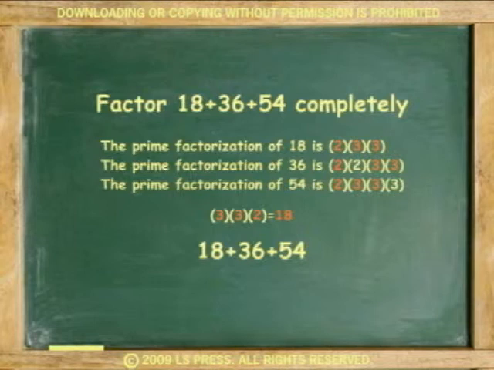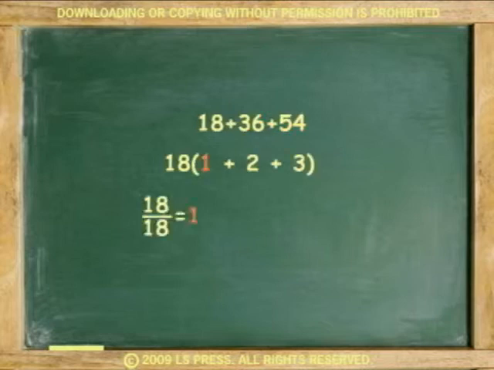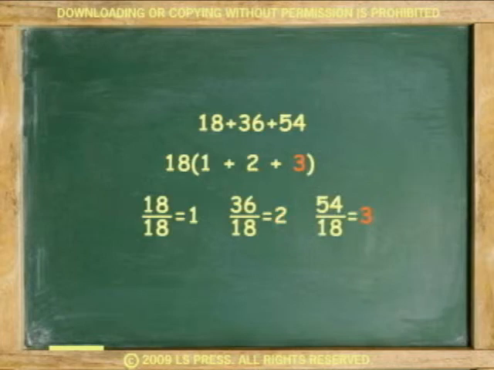Because the highest common factor for all three numbers is 18, the expression 18 plus 36 plus 54 can be factored into 18 times (1 plus 2 plus 3) by dividing 18 by 18, 36 by 18, and 54 by 18. 18 has been factored to show that 18 plus 36 plus 54 can also be written as the product of 18 times (1 plus 2 plus 3).